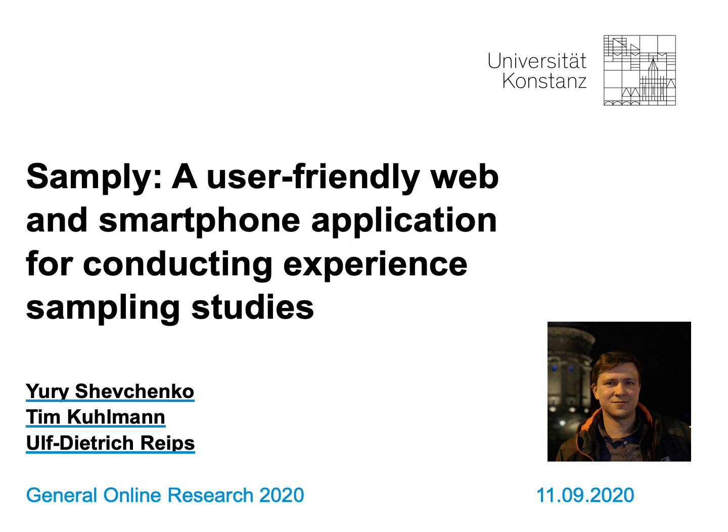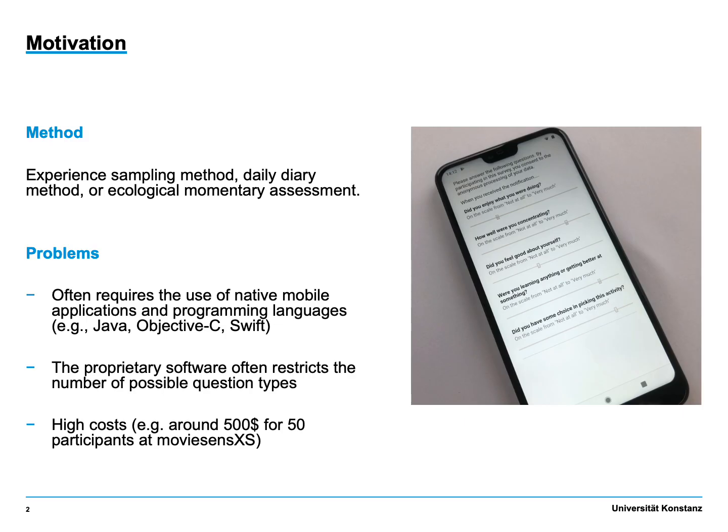In my presentation, I'm going to talk about Samply, an application that we have developed for experience sampling studies. The goal of Samply is to help researchers to schedule and send mobile notifications to study participants. There is a number of research methods, such as experience sampling method, daily diary method, or ecological momentary assessment, that need to prompt participants to respond at some random times using their mobile phones.